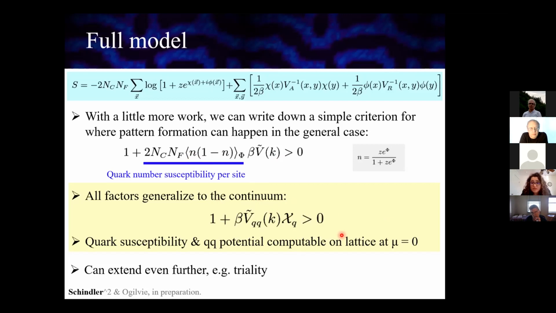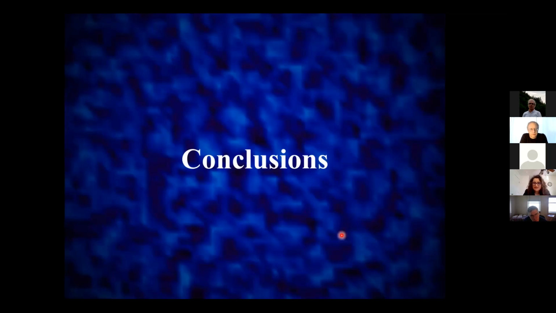Of course, this is a simple model. We could extend it even further. We could build in something like triality, because we've, of course, ignored the diquark interactions here. We can go ahead and do that, but we only have 3 minutes left. So I'd like to go to conclusions and wrap up what I've shown you.